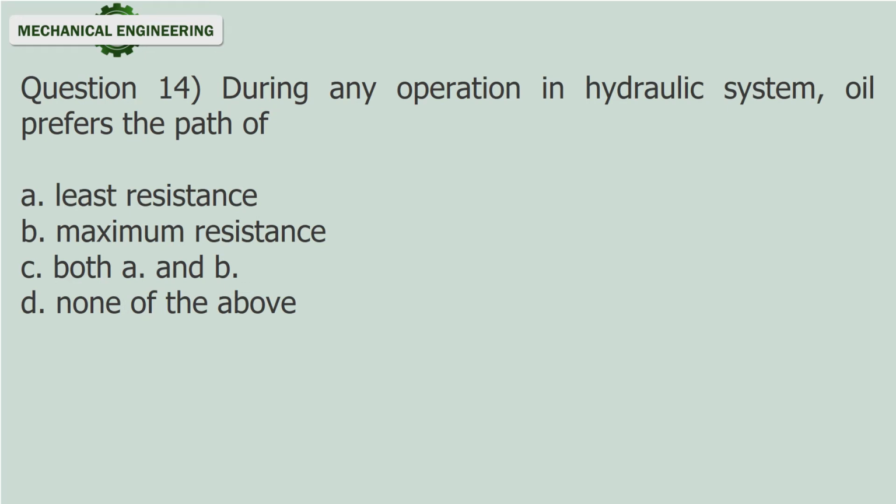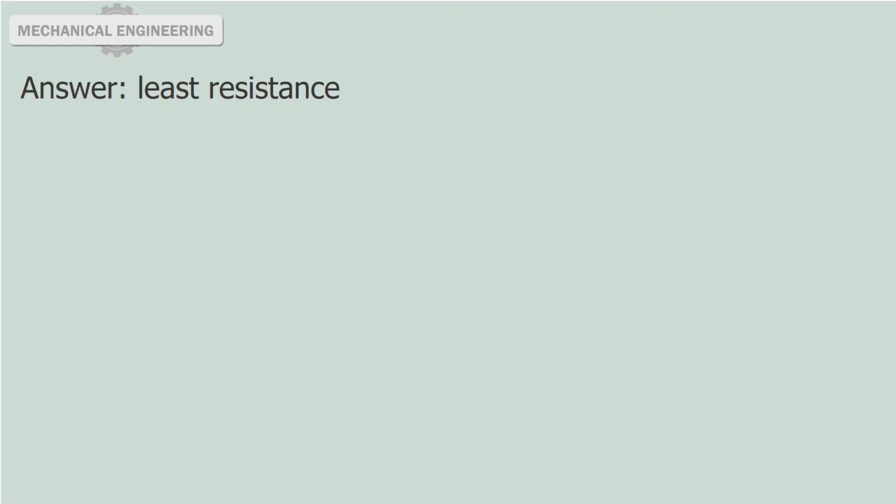Question 14. During any operation in hydraulic system, oil prefers the path of A. Least resistance. B. Maximum resistance. C. Both A and B. D. None of the above. Answer: least resistance.